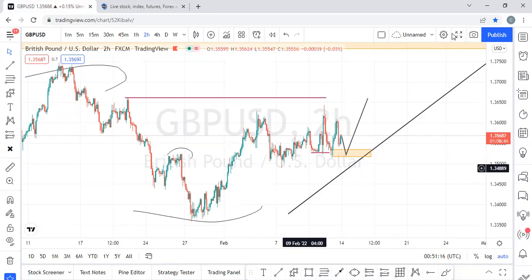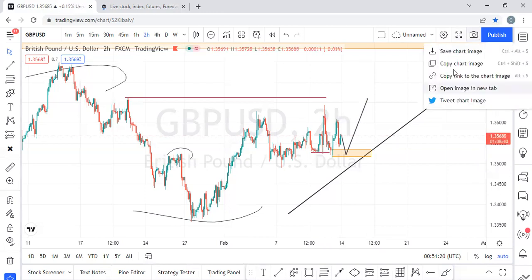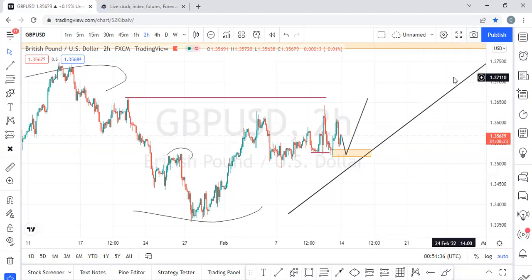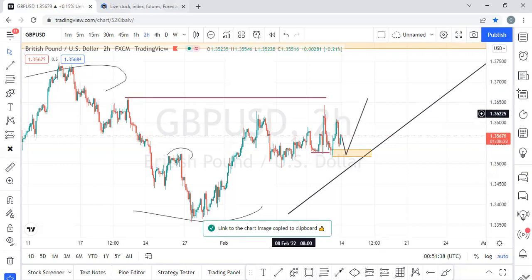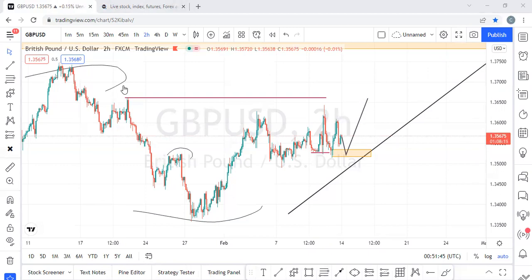So that's the first trade idea we're having. Since we're having the bullish GU, I said the market will buy all the way up. I've copied this link and I'm posting it in the Telegram community. Okay, copied. I've posted this now on the Telegram community.